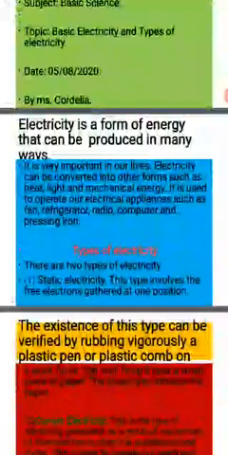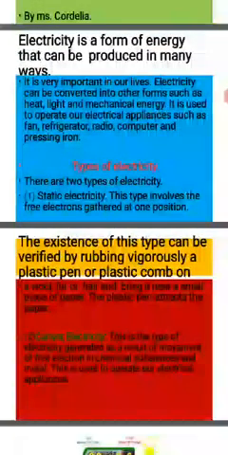Yes, we can produce it by rubbing a plastic pen or plastic comb on a wool or on the fur. Okay. How many types of electricity can you identify? Good. You can identify two types. Mention them. Static electricity and current electricity. You are great.